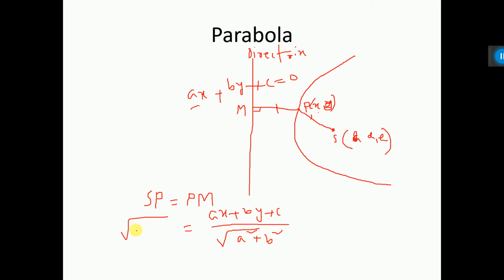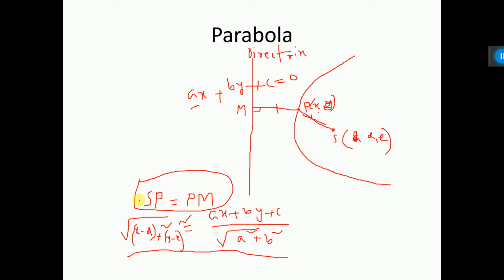Here also you write x minus d whole square plus y minus e whole square, the distance I am writing. So this is the equation. If you simplify, you will get the equation of the parabola. So you have to remember SP equal to PM will give you the equation of the parabola.